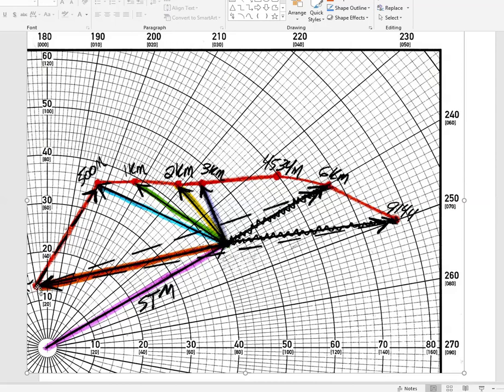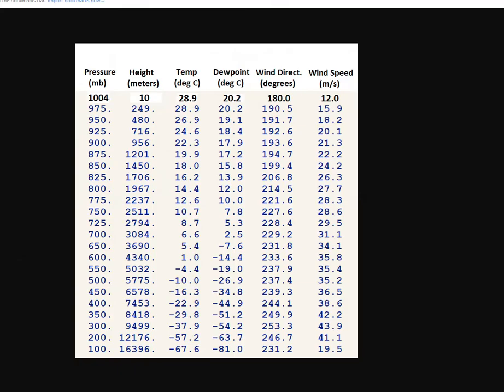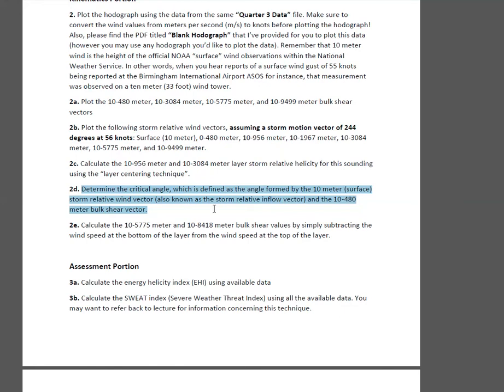Right, so how would you find that? Well, you have your surface wind observation in your hodograph, the red line. So here's where the hodograph starts, that's the surface. All you'll do is, the instructions say to use the angle formed by the 10-meter surface storm relative wind vector, also known as the storm relative inflow vector, and the 10 through 480 meter bulk shear vector.